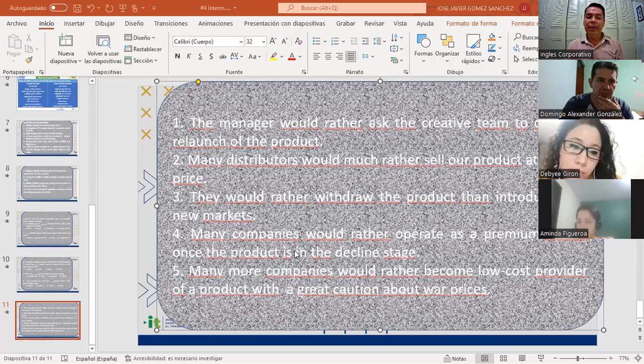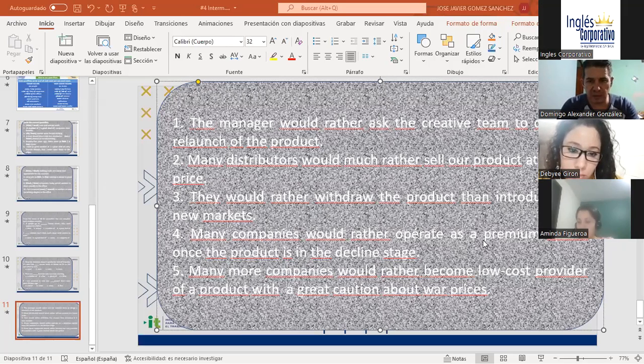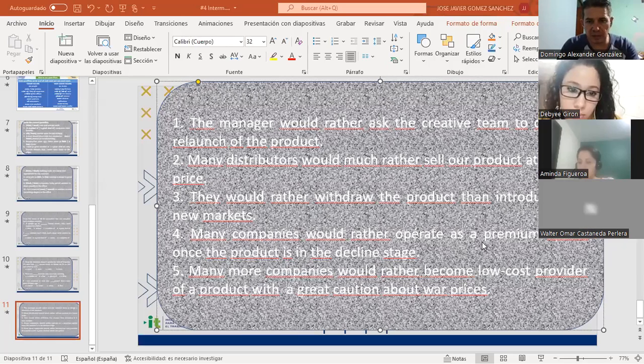Ok. Many companies would rather operate as a premium option once the product is in the decline stage. Aquí debe haber algún error. Vamos a ver en el manual. No se le habrá olvidado algún punto ahí. Pues no, no aparece ningún punto. Vale, si no le pone más punto al final, no acepta. Sale malo. Sale malo, ¿verdad? Pero sí, esta es la respuesta.